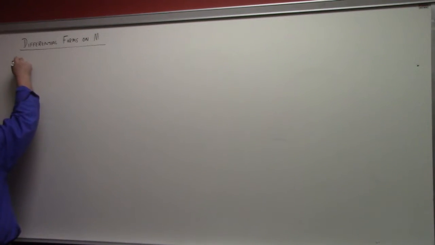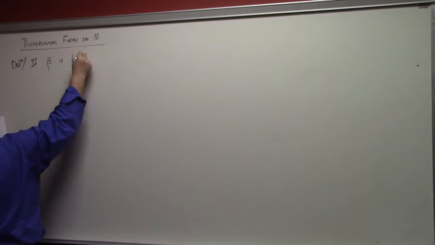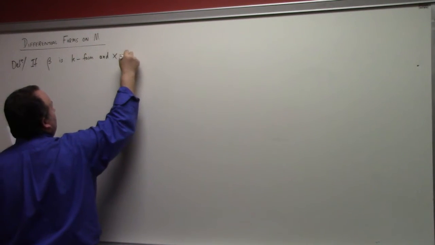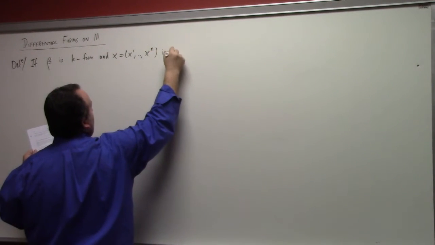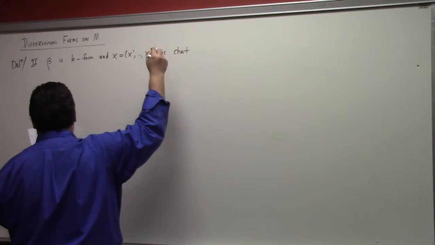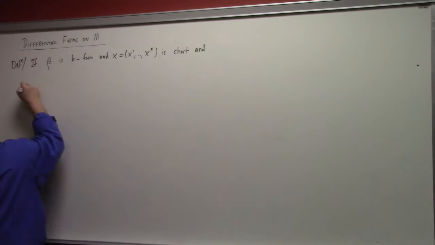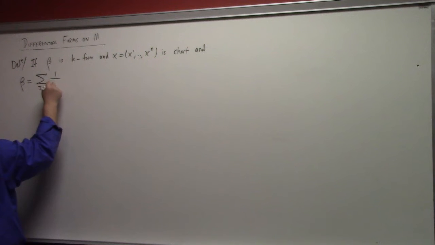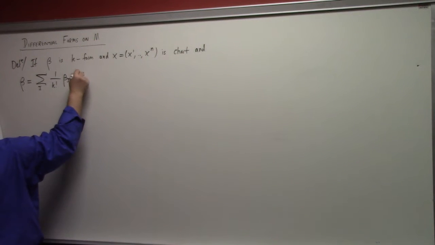Definition. If beta is a k-form and x equals x1, ..., xn is a chart, and beta is equal to a sum over the multi-index I of 1 over k factorial beta sub I dx upper I. All right?